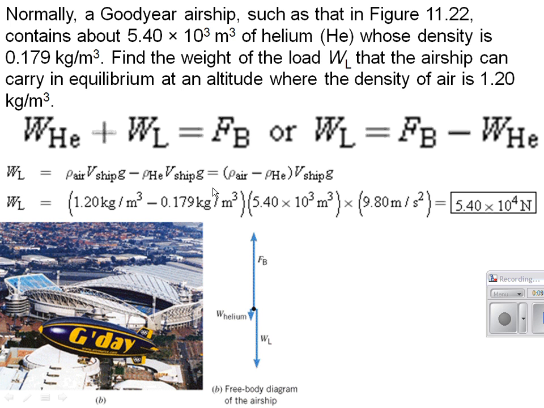helium. And we'll go ahead and now just plug our values in, and we end up with 5.4 times 10 to the fourth newtons is the maximum weight that we can have and still float in air. That's with 1.2 kilograms per meter cubed.